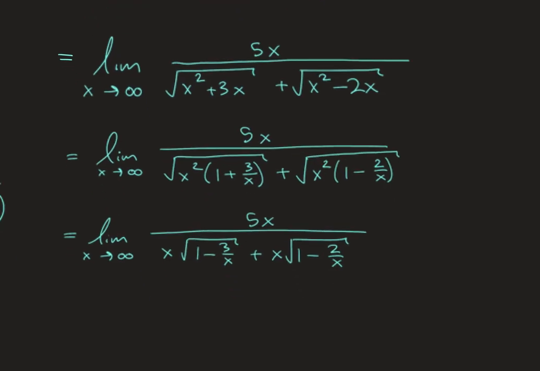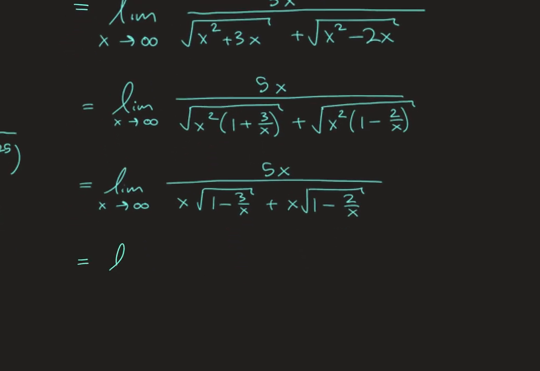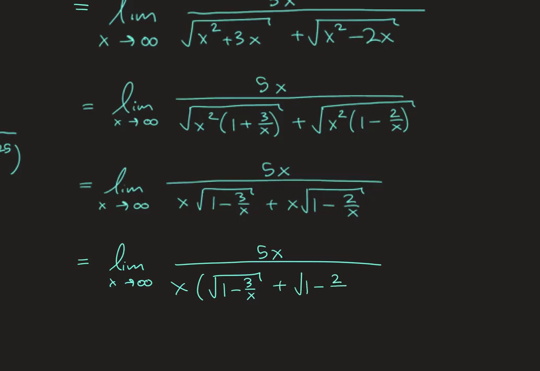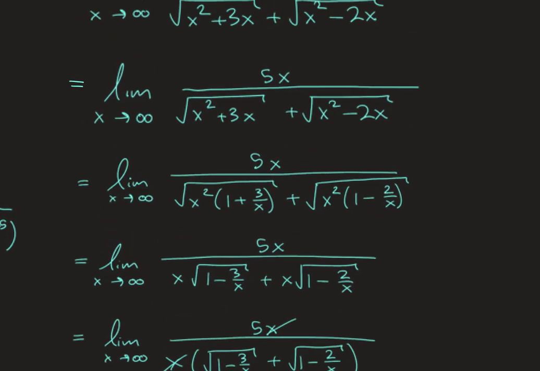All right, and maybe you're seeing why we're very happy here. This is the same thing as the limit as x approaches infinity of 5x divided by x times the square root of 1 minus 3 over x plus the square root of 1 minus 2 over x. And x's cancel. No longer have infinity over infinity. Oh, by the way, I didn't mention this. I really should mention this. This was still a problem because it was then infinity over infinity. And that's why I couldn't pass the limit through.